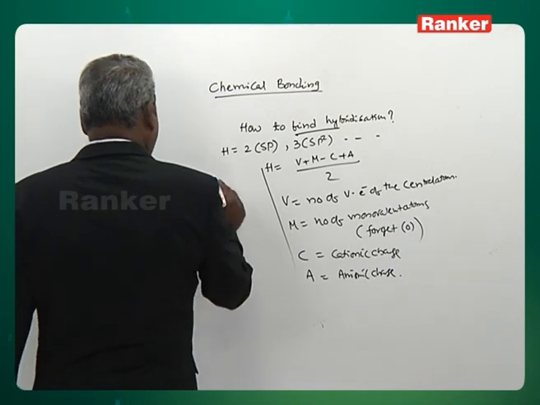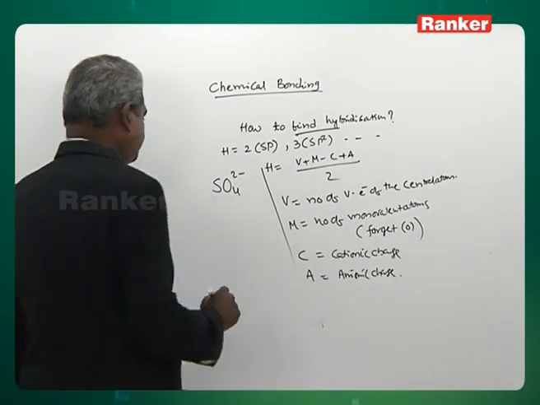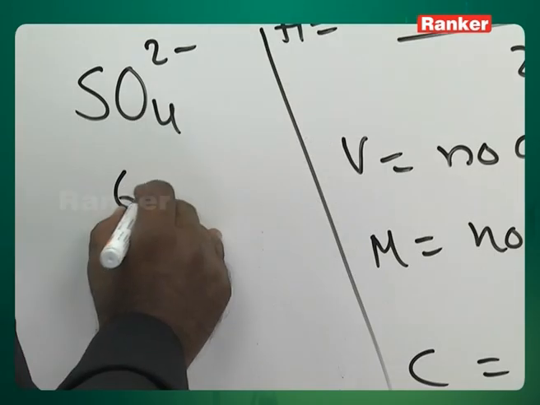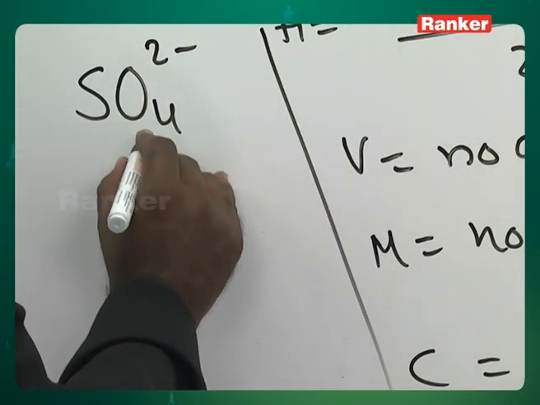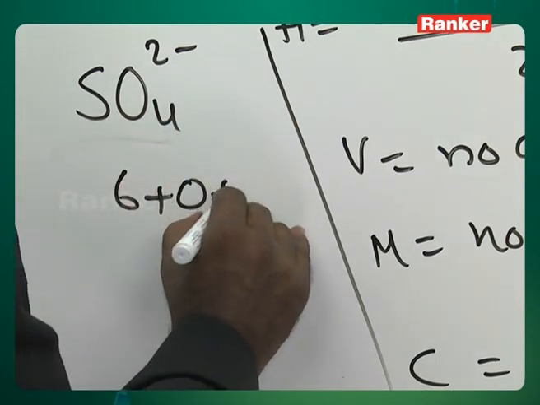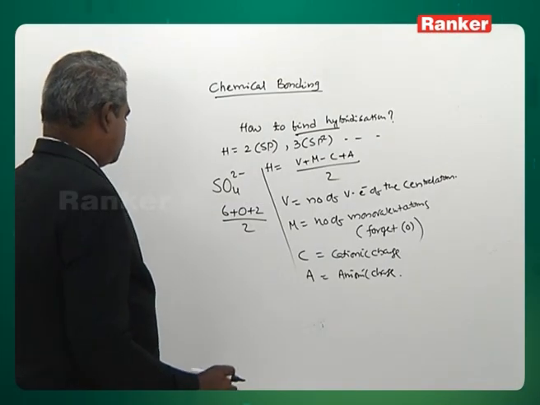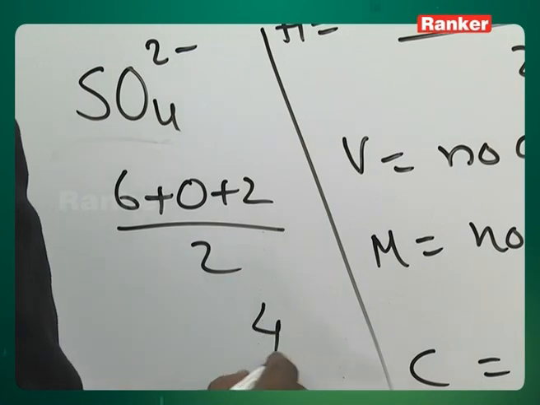Now, SO4 2 minus. Valence electrons of sulfur 6. Oxygens, ignore them. Therefore, (6 plus 0 plus 2) by 2. So, after all is said and done, 6 plus 2 is 8, 8 by 2 is 4, sp3.